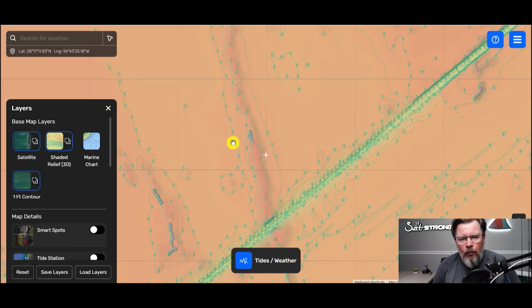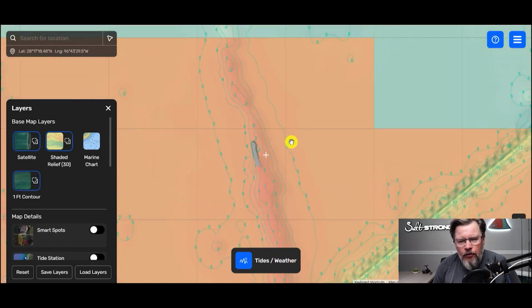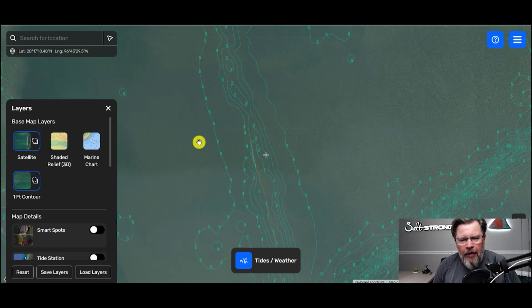And then we can turn on our 1 foot contours and zoom in and see that most of the surrounding area is going to be in that 5 or 6 foot range, but then we have that shallow depth that goes up to 2 feet. It's just like fishing offshore, where you're looking for something that's different than the surrounding area.